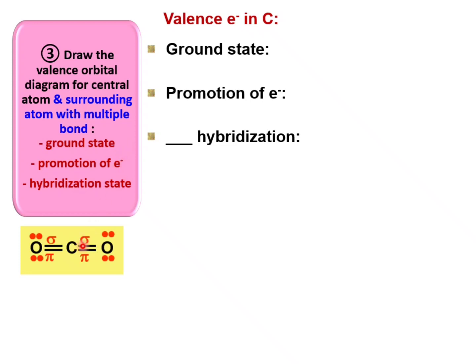We focus on the carbon atom first. Look here, carbon consists of 2 sigma and 2 pi bonds. It means that carbon should have 4 single electrons to form 2 sigma bonds and 2 pi bonds. Just now we know that the valence electronic configuration for carbon is 2s2, 2p2. This one. And then we draw the orbital diagram.